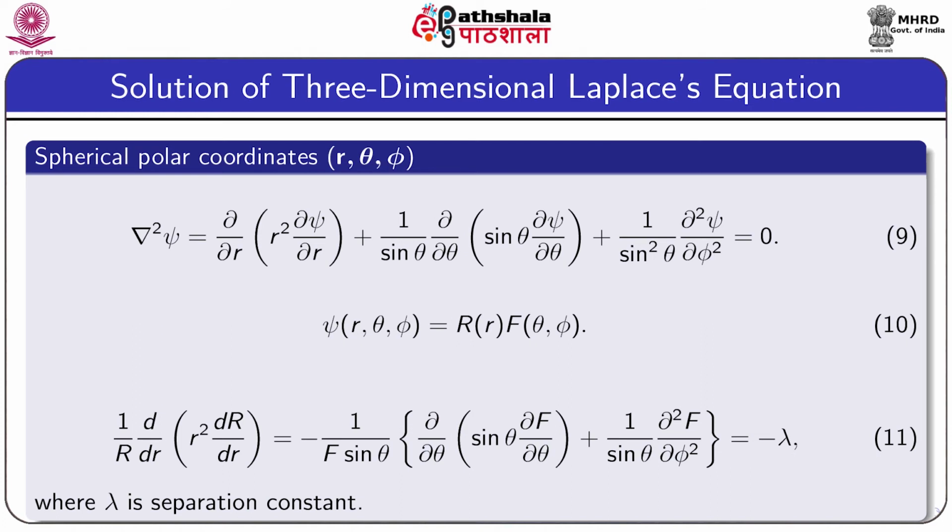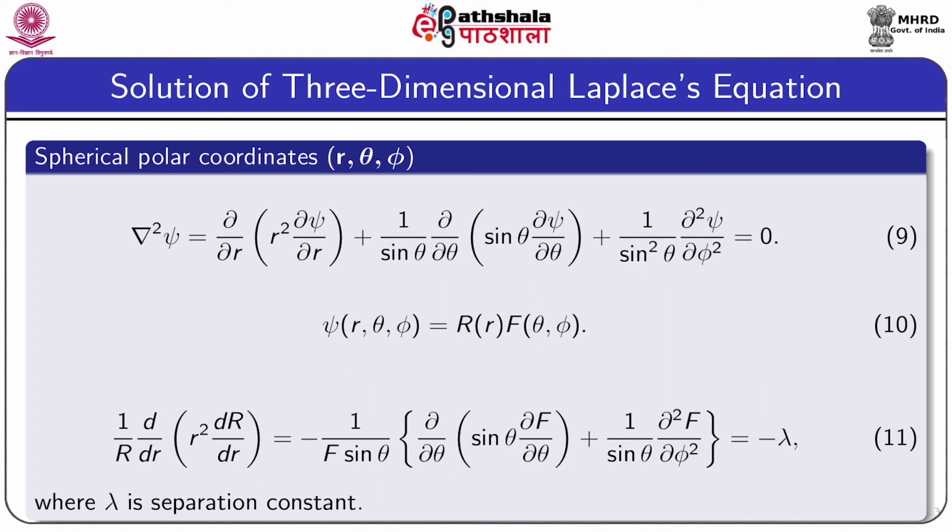Now, I am going to discuss the solution of Laplace equation in spherical polar coordinate system. The Laplacian in spherical polar coordinate system is given in equation number 9. Here we are applying the same method, the method of separation of variables, to find the solution. So, first we are separating the variable r from the variables theta and phi. That is given by the relation 10. So, if you substitute 10 in 9, we obtain the equation which is written in equation number 11.